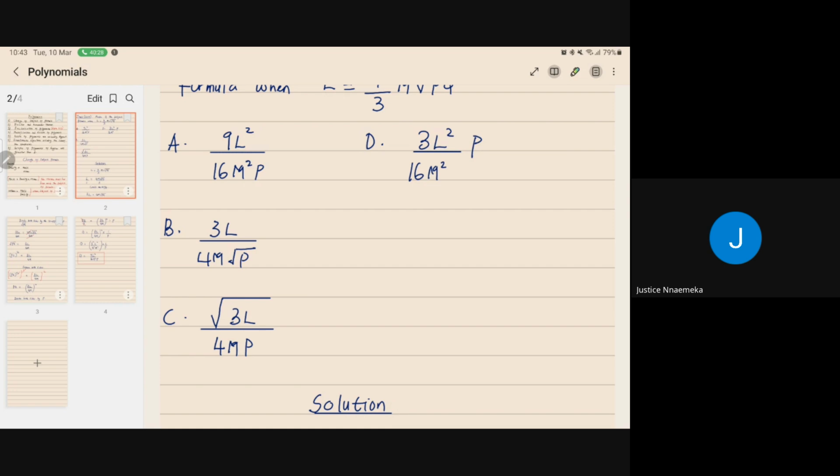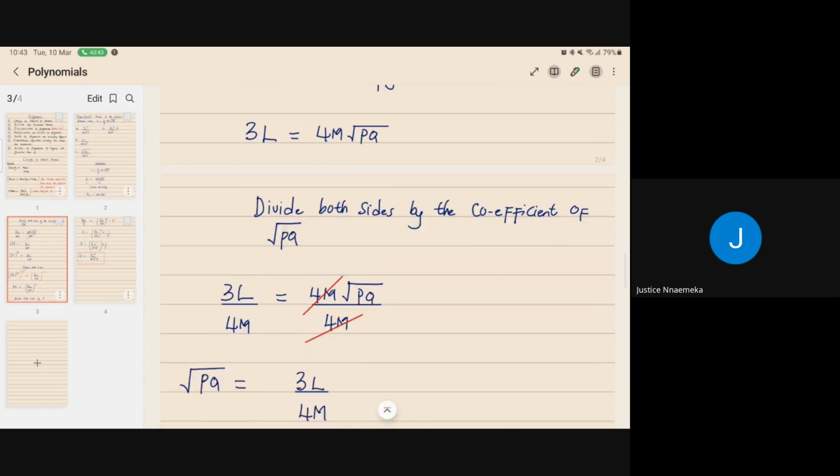Are we all on the same page? There's no particular defined rule. Another person can use a different method, but the main thing is to ensure that any rule you're applying is not against the rules of mathematics. Are we together, guys? Can you give me a thumbs up so we can go to the next example real quick?